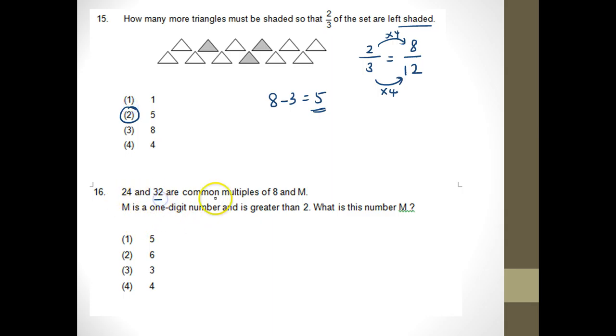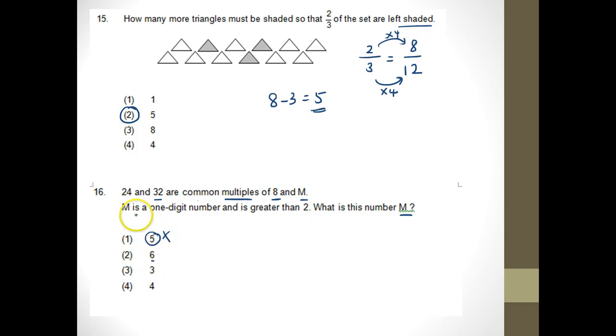Question 16. 24 and 32 are common multiples of 8 and a number m. The number is a 1-digit number and is greater than 2. So I know it can be 3, 4, 5, 6, 7, 8, and 9. I want to find this number m. So I know there must be common multiples. Okay, 5. These are not common multiples of 5. So 5 is 5, 10, 15, 20.